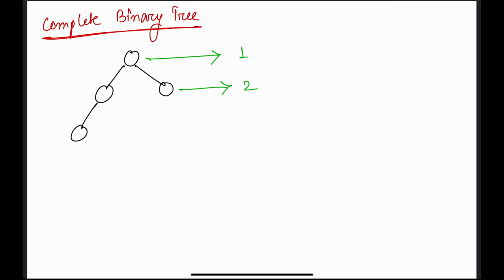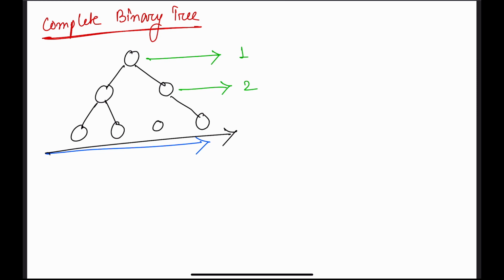In the last level, the number of nodes may range from 0 to 2 to the power h minus 1, and all these nodes are towards the left direction. Like, this is a complete binary tree because from the left side, it is getting filled up. It has to be filled up like this. Now, this is a complete binary tree. This is a complete binary tree, but this is not, because you haven't filled up the things from the left direction. This comes first, then that will come.